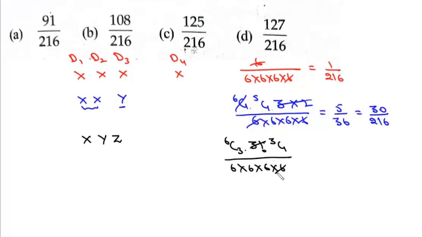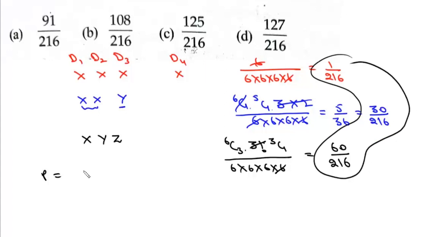So this factorial 3 will cancel. Now this is 20 into 3, 60. So it will be 60 upon 216. So the probability that D4 shows the same number as one of the 3 dice will be the sum of all these 3 cases, which is simply 91 upon 216. And that's your option A.